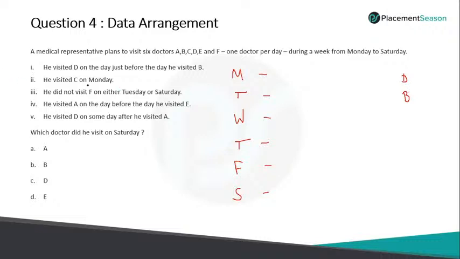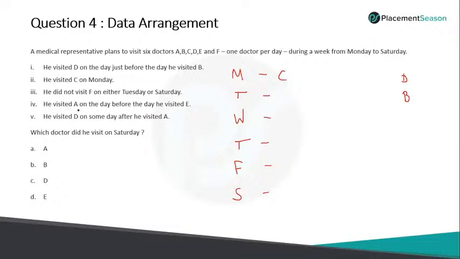He visited C on Monday. This is a definite one, directly given. So Monday should be C directly. We can fix it. He did not visit F on either Tuesday or Saturday. So Tuesday and Saturday should not be F. F can be anywhere between Wednesday, Thursday, Friday.